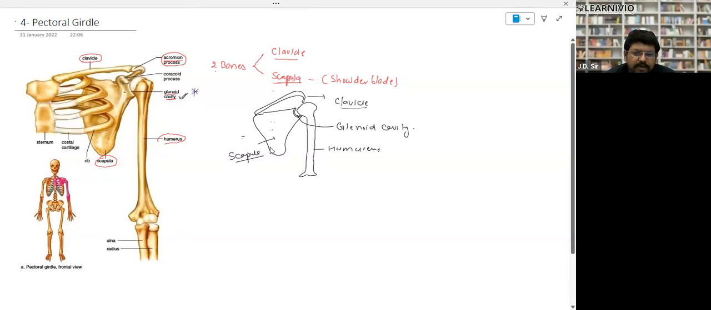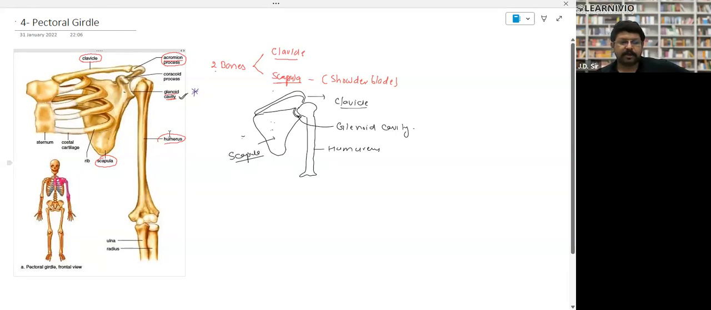The glenoid cavity is made up of the scapula, right? This front bone is called the clavicle, and the scapula is this triangular blade shape which can be seen from the backside. Scapula and clavicle remain attached to each other with the help of a small uplifted bone-like structure called the acromion process, right?